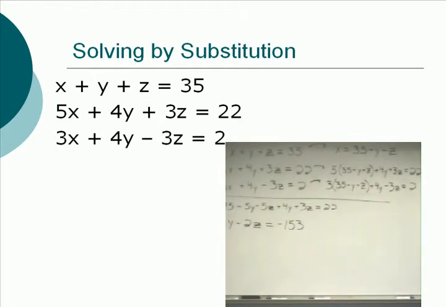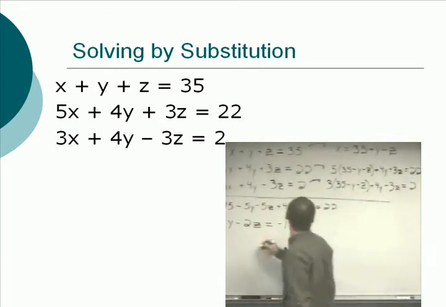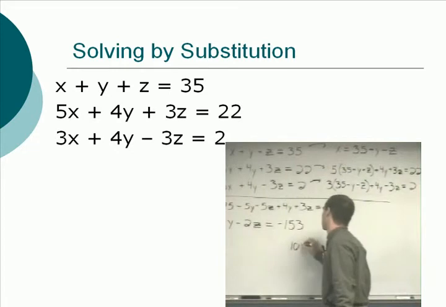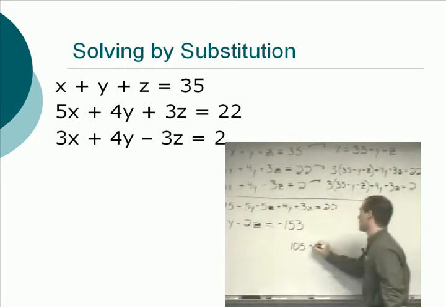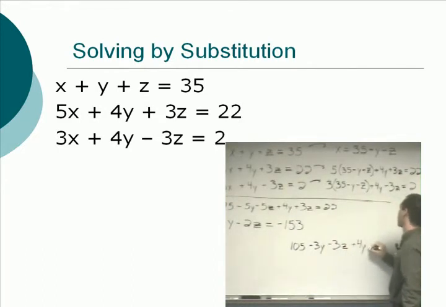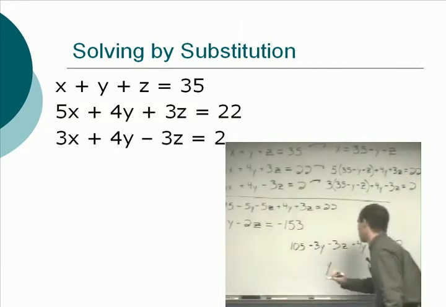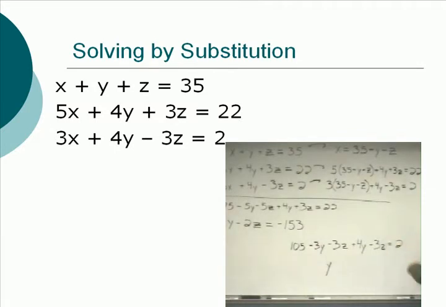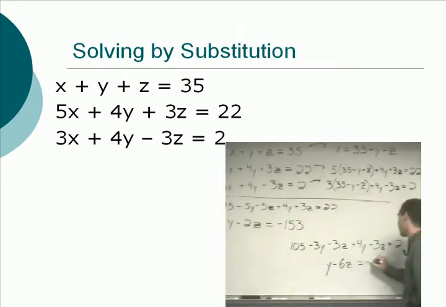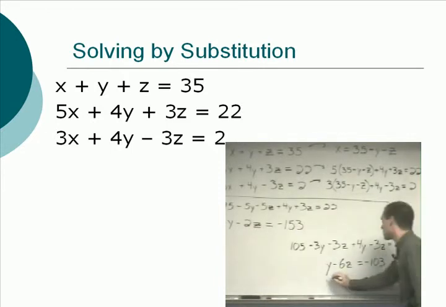Okay, what about the bottom one? The bottom one is going to be 3 times 35. That's 105. Minus 3y minus 3z plus 4y minus 3z equals 2. Combine in the same order. We've got negative 3y plus 4y is y, minus 6z. 2 minus 105 is negative 103. Okay, so here's our two-variable system.